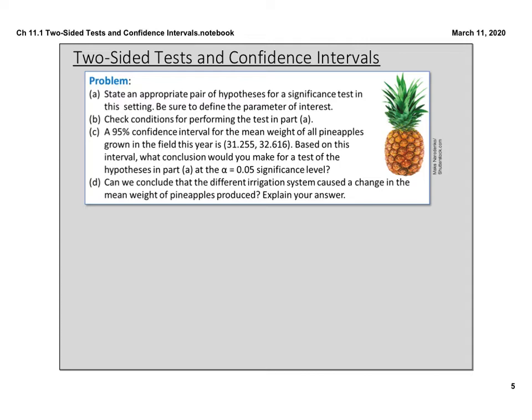The next one says check the conditions. So this is like the plan step, basically. But we don't even need to name the test here. They're not even asking for that. They just want us to check the conditions, so we're going to do that. For part B, the random condition: this was a random sample of 50 pineapples from the field, as stated in the question.